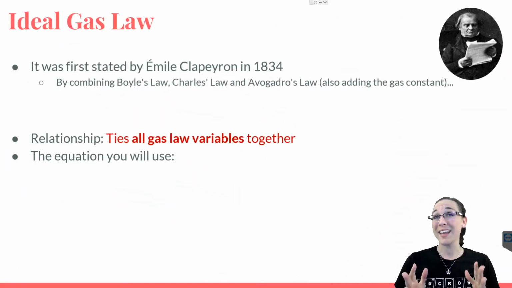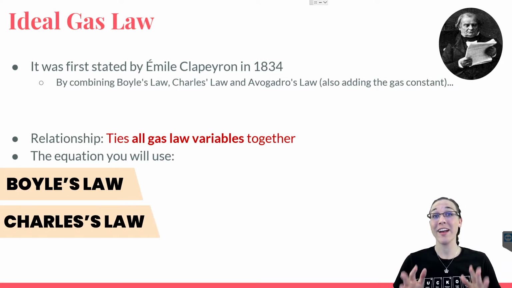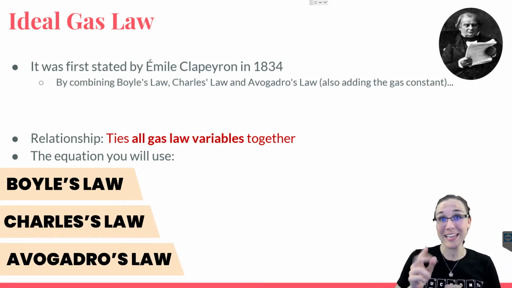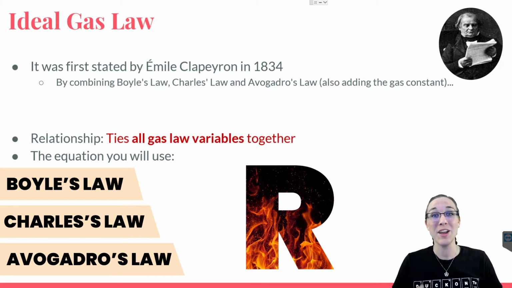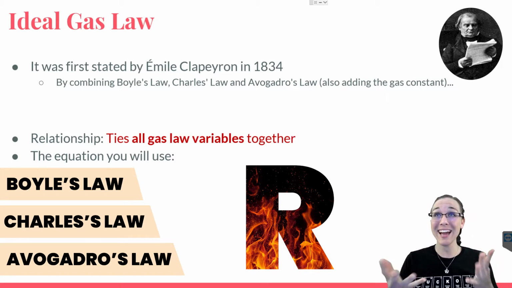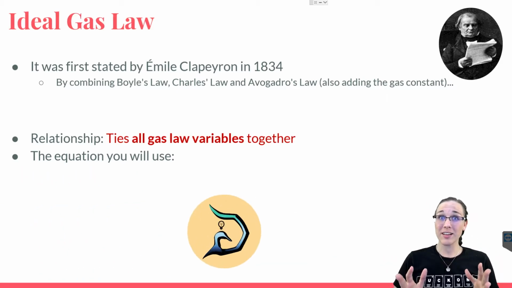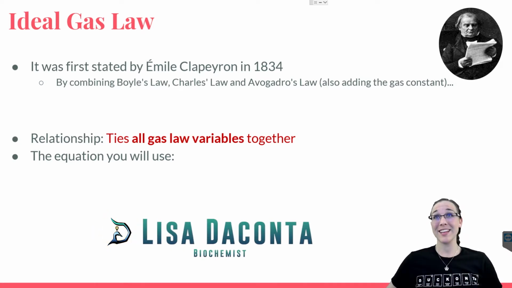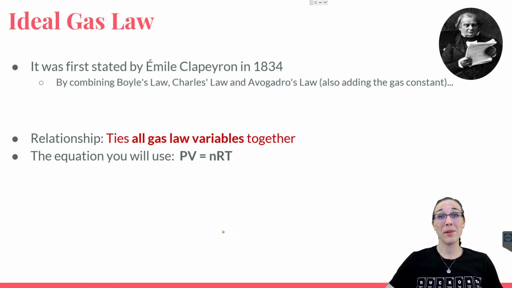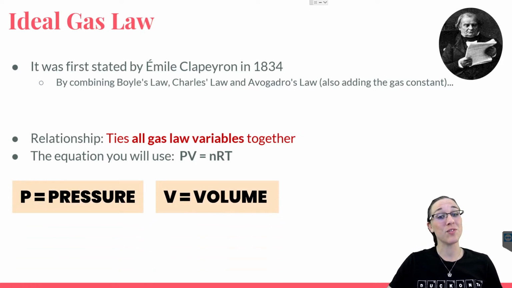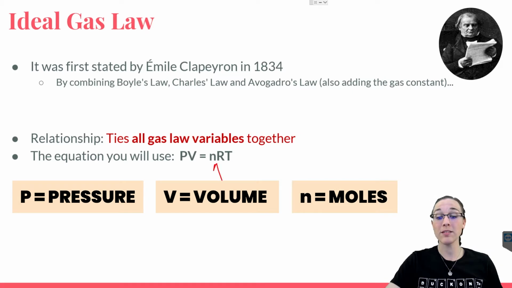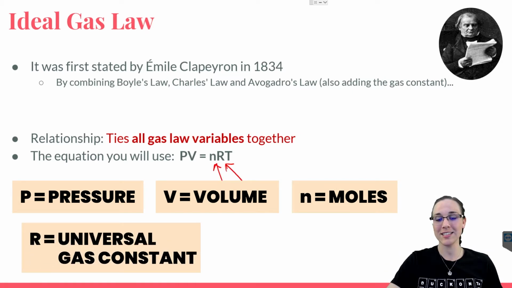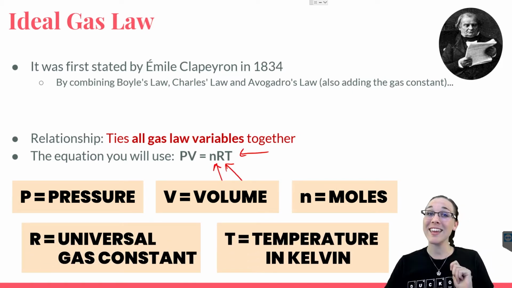When we combine Boyle's law, Charles' law, and Avogadro's law, including the gas law constant, we end up with the ideal gas law. So essentially what we've done is tie all of the gas laws together to create an equation that looks like this. PV equals nRT. Now remember that P stands for pressure, V stands for volume, n stands for moles, R is the universal gas constant, and T stands for temperature in Kelvin.